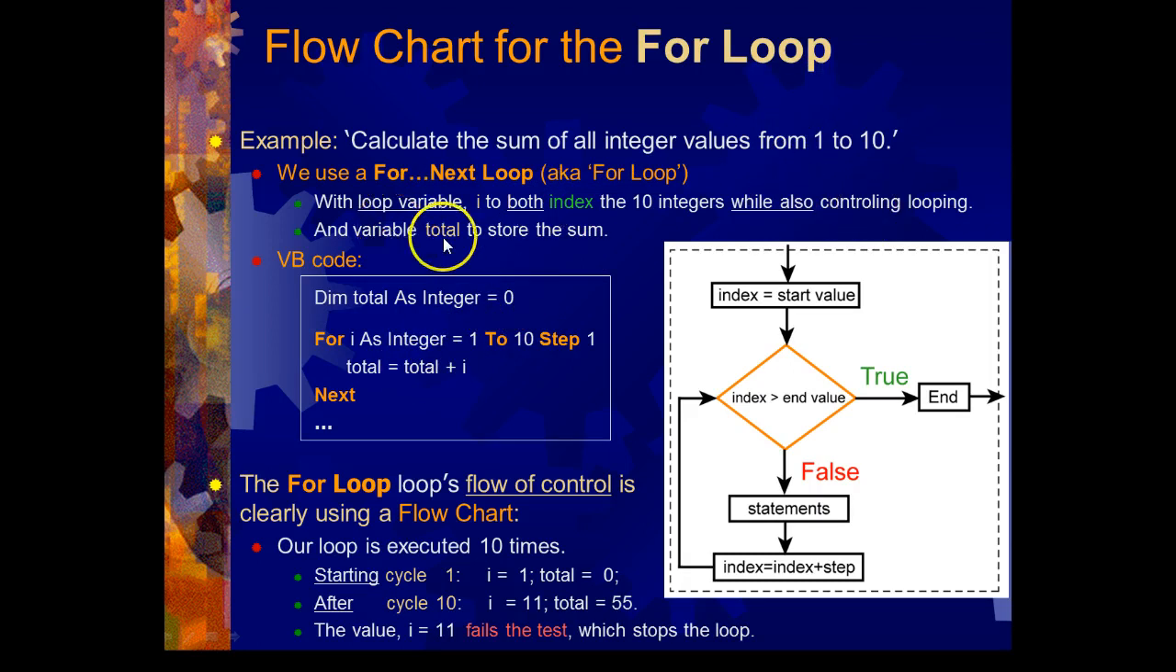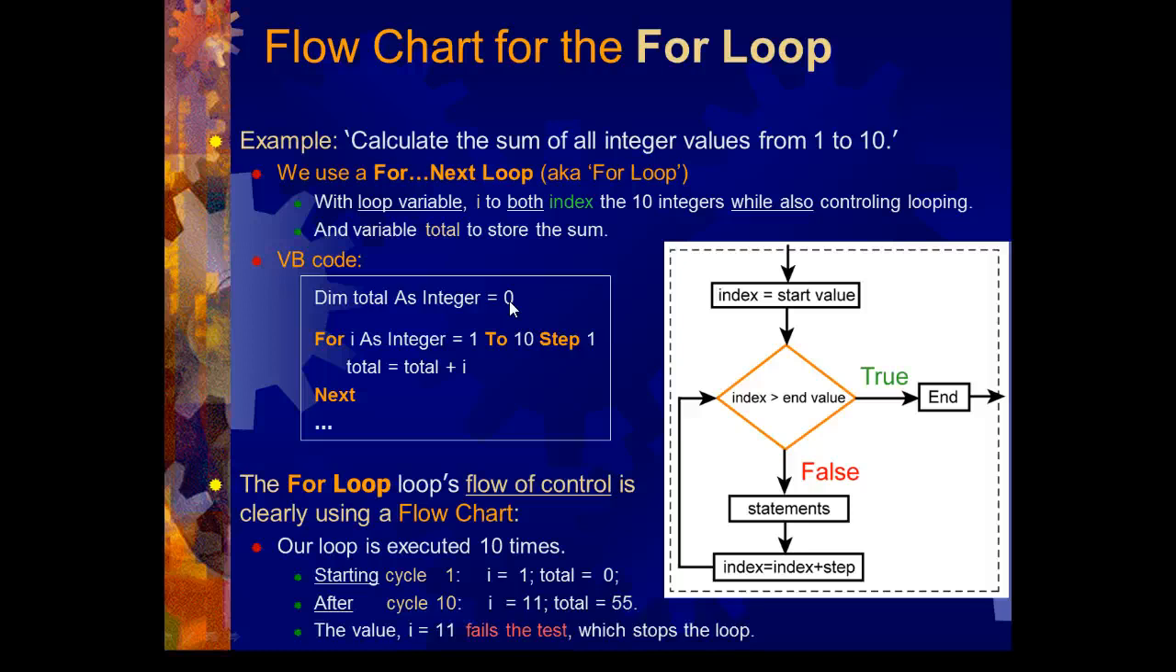And the variable total to store the sum. So we're going to declare a variable called total, and that's where we're going to keep the answer. So we're going to start it out at 0. We're going to declare total as an integer, but it's going to start out initially as 0. And then we want to write a loop. And what do we want the loop to do?